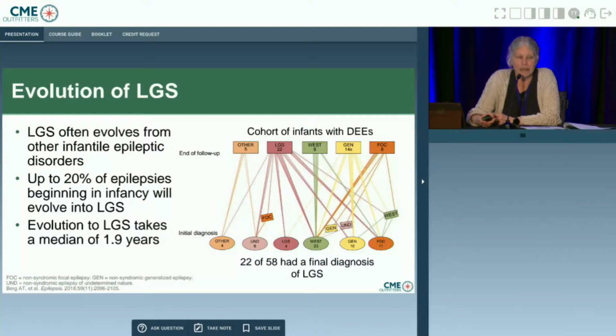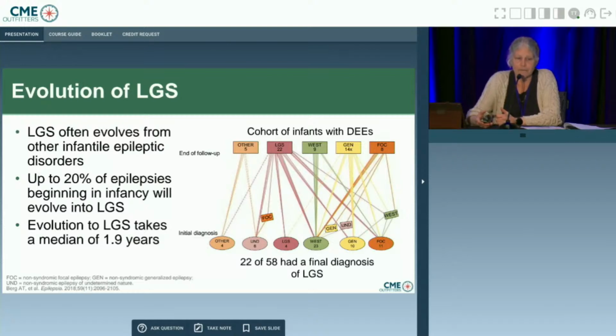So I'm going to talk a little bit about evolution of Lennox-Gastaut. We've already heard from Tracy, this is not a static disorder, this evolves. And I think what's really important is that at its initial presentation with seizures, there also is evolution. And this was a nice study that was done looking at infants with developmental and epileptic encephalopathies. And at the end point, 22 of those 58 infants actually had a diagnosis of Lennox-Gastaut. But if you actually looked at what they were initially diagnosed with, it was other types of epilepsy. In fact, only 4 of these infants were diagnosed with Lennox-Gastaut from the get-go.